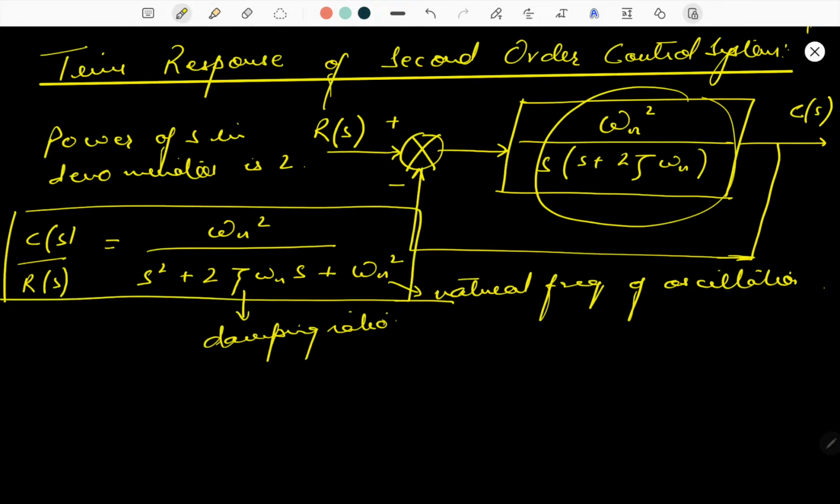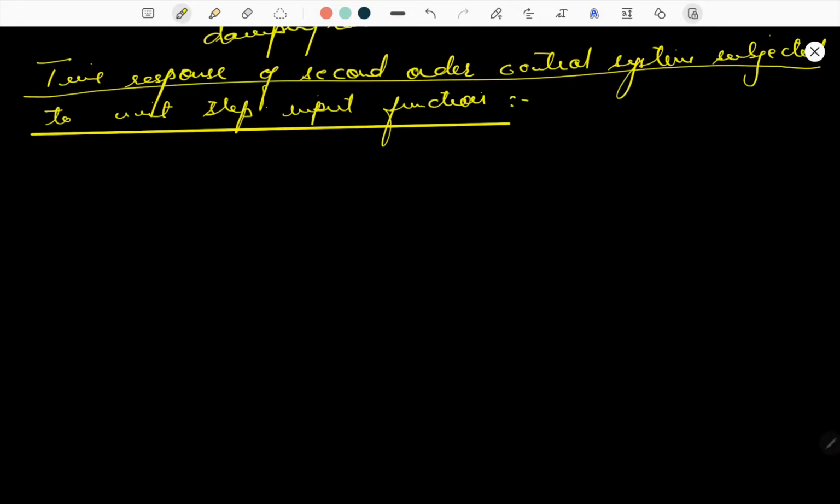Okay, so what we have to see is the time response of the second order system. How are we going to find the time response? We can find it by applying the unit step input, the unit ramp input, or the impulse input. First of all we are going to see the time response of a second order control system subjected to a unit step input function. What is a unit step input function? We have already discussed it in the last lectures.